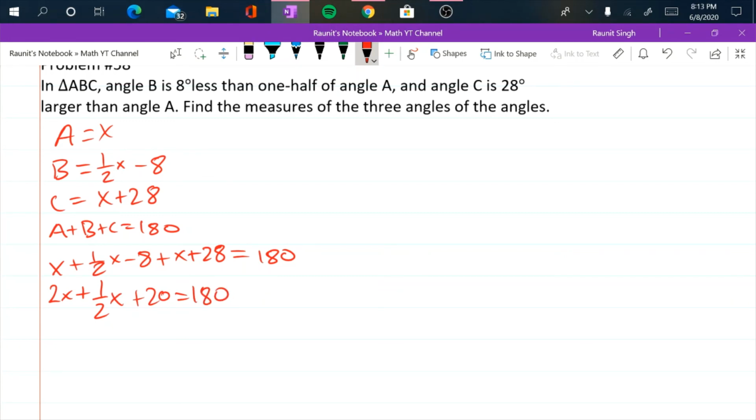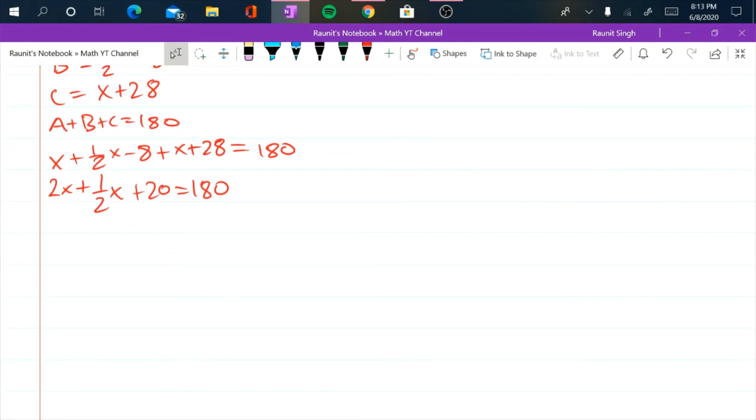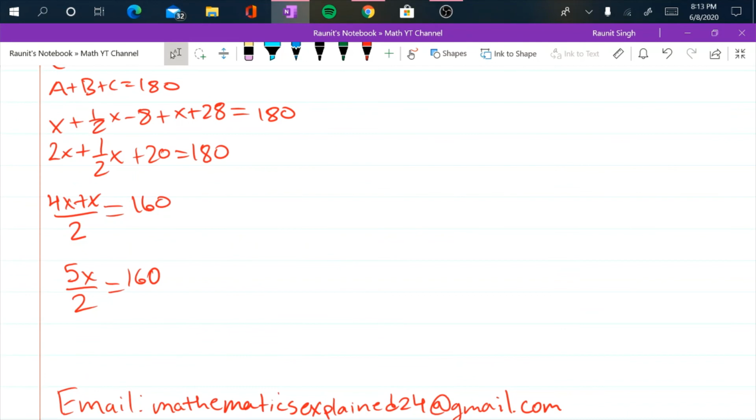Do the simple, what's it called? Common denominator over here. So we're going to have 4x plus 1x over 2. We don't need to write the 1, we can just write the x. Okay, and then we're going to do 180 minus 20 is 160. So 5x over 2 equals 160. And then we're going to do the reciprocal so that everything can go away. And then we get x equals 160 times 2 over 5.